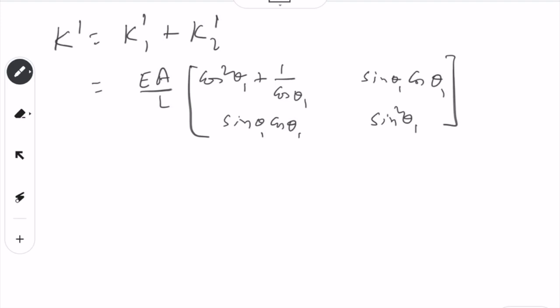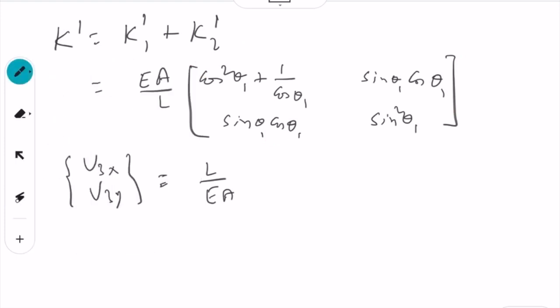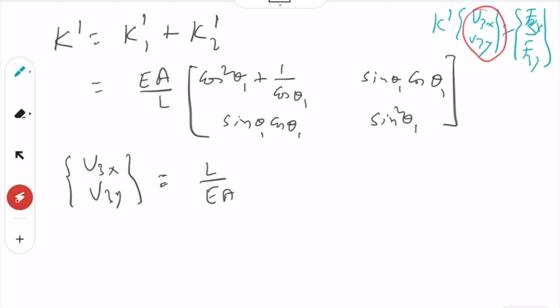So the final equation we will write it as u3x u3y is equal to L over EA. This will be inverted, you are going to invert it and multiply. So what is the equation? Our equation is k dash times u3x u3y is equal to f3x f3y. Hence u3x u3y is equal to k dash inverse multiplied by this.